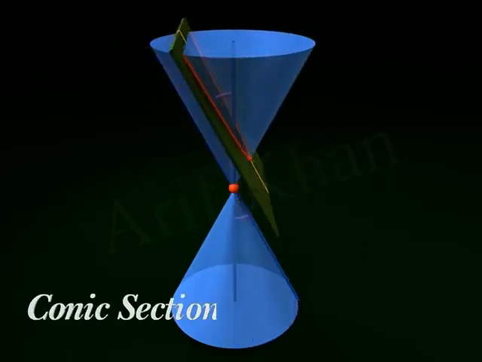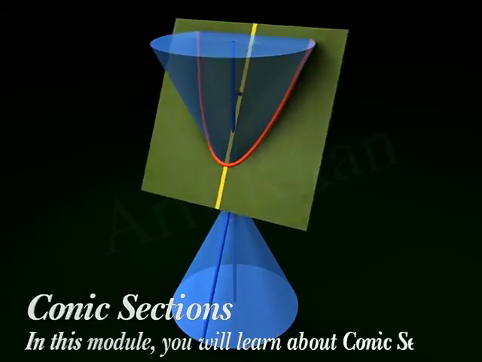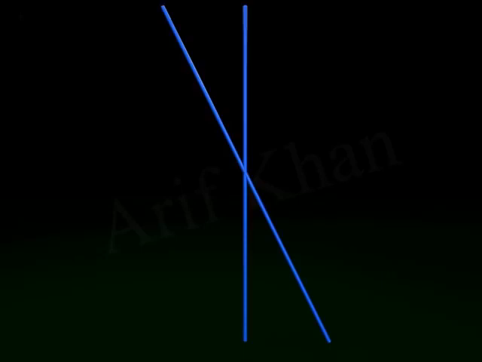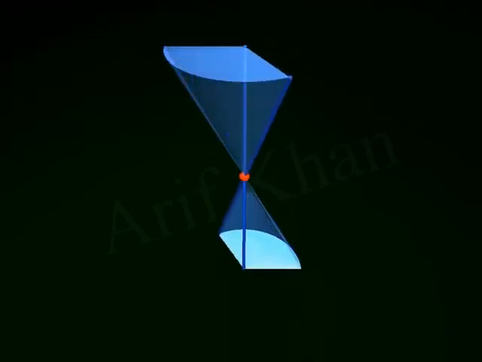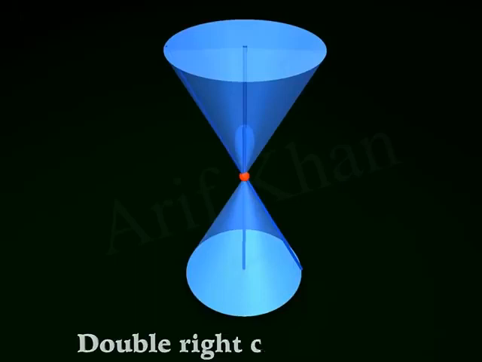Conic sections. In this module, you will learn about conic sections. When a straight line intersects a vertical line at a fixed point and rotates about that fixed point, the surface obtained is called a double right circular cone.